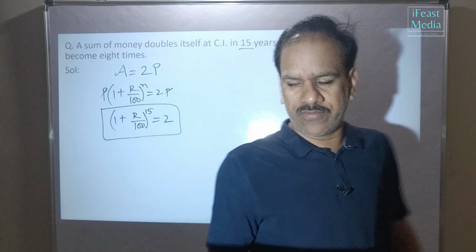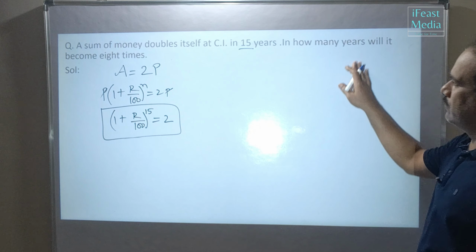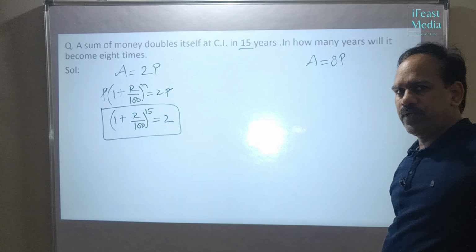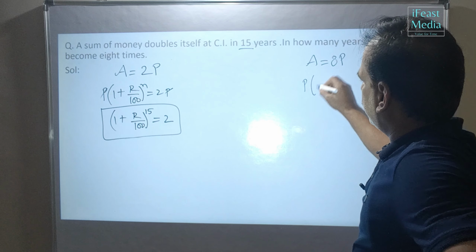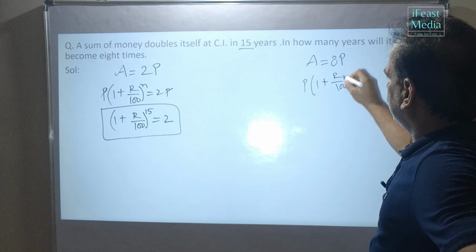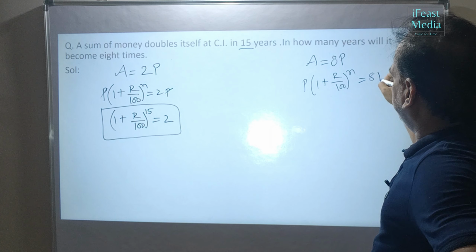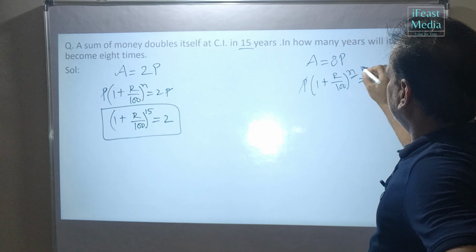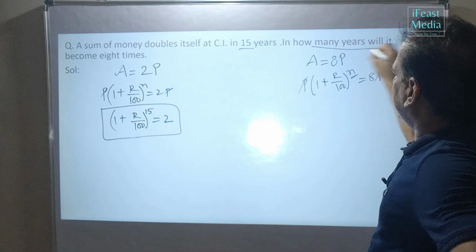From the second one, the question is in how many years will it become 8 times? So the amount should become 8 times the principal. So amount equal to 8P. P into 1 plus R by 100 whole power N equal to 8P, because here N is to be found, right? So 1 plus R by 100 whole power N equal to 8. So we have to use this equation in this.